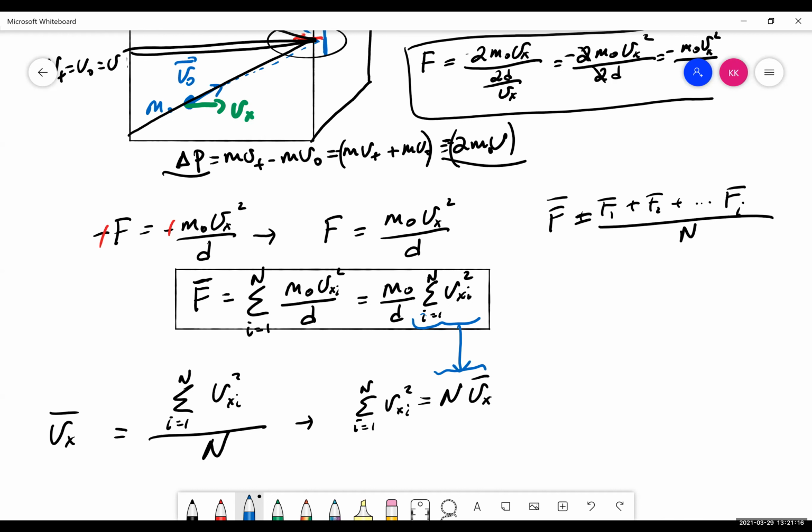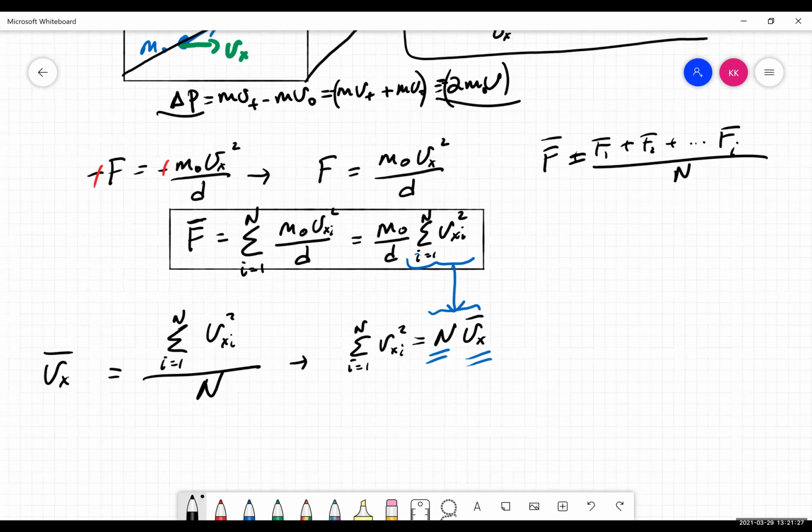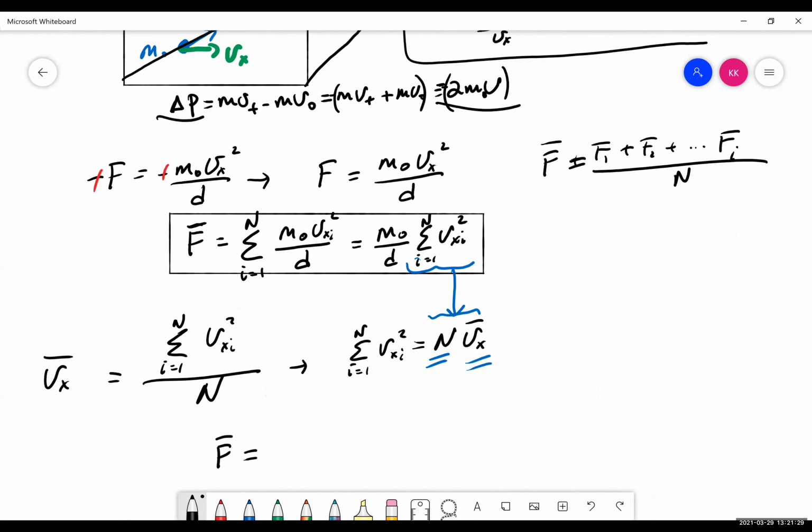So this is the number of molecules, and this is the average velocity, not just one, but all the particles combined together. That means my equation for the force will be mass over distance, then number of particles times Vx, so there's a square over here, V average x squared.